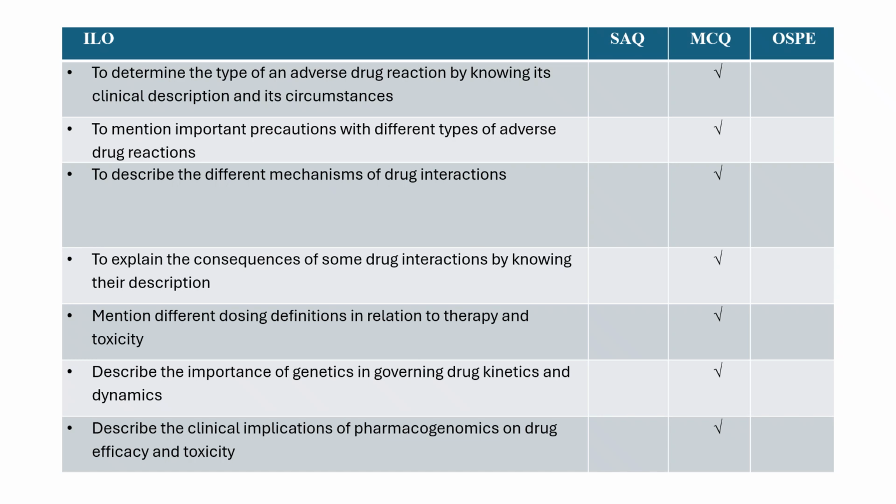To mention important precautions with different types of adverse drug reactions, for example, you have to ask the patient about previous drug allergies, and you don't give the patient a drug to which allergy has been reported before. This is a precaution. For example, you don't give drugs in overdose, so you don't get an overdose toxicity.